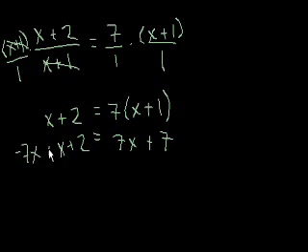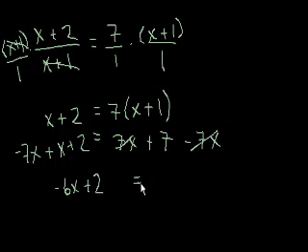Minus 7x. On the right-hand side, these two 7x's will cancel out. And on the left-hand side, we have minus 7x plus x. Well, that's minus 6x plus 2 is equal to, and on the right, all we have left is 7. Now we just have to get rid of this 2, and we can just do that by subtracting 2 from both sides.